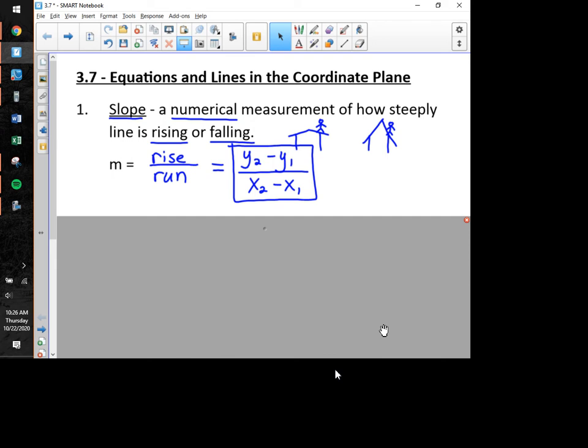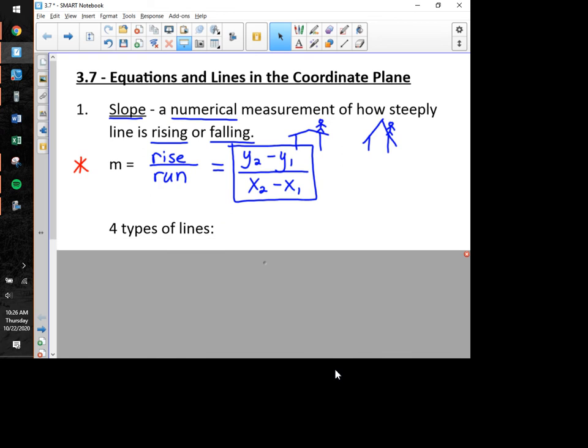Run, as you'll see in just a moment here, is the horizontal change between 2 points on a line segment, and so x sub 2 minus x sub 1 is the way that we measure that. So this line right here, you guys, is incredibly important, and we want to make sure that we have all of this written down carefully in our notes.